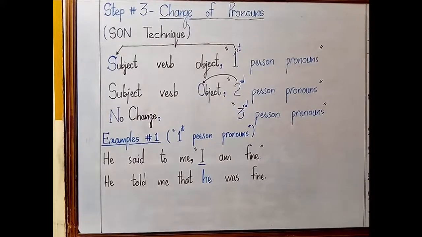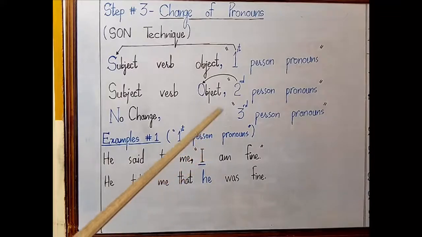I have written example number 1, first person pronouns. He said to me, I am fine. Inside the inverted commas, this is reported speech. And in this reported speech, how many pronouns are given? Yes, one pronoun only, and that is I at the subject place. So this I, we have to change according to the SERT technique.